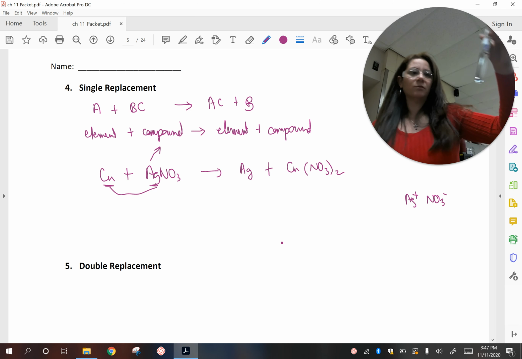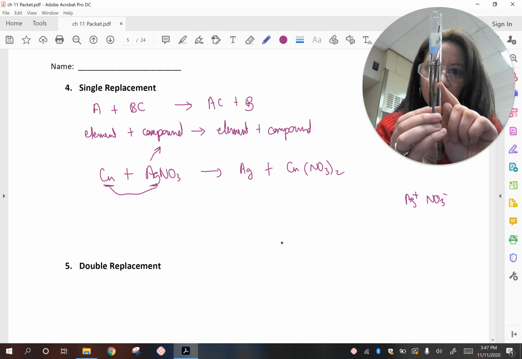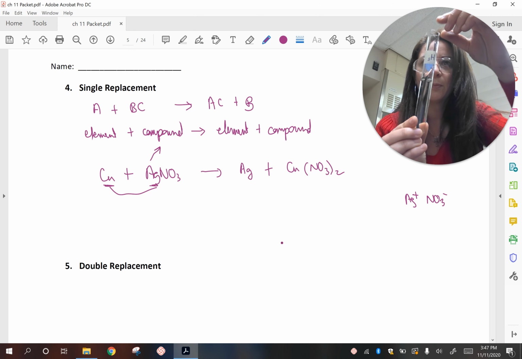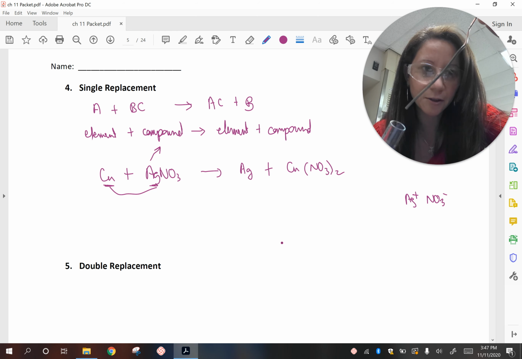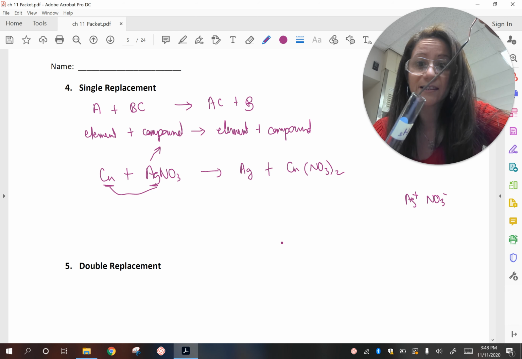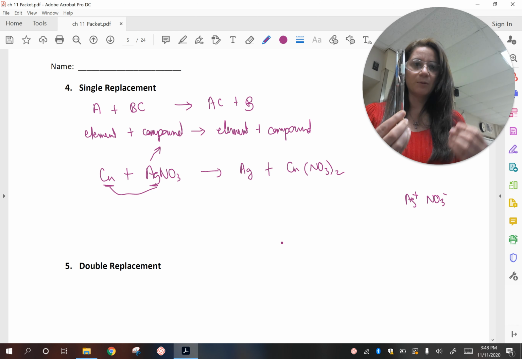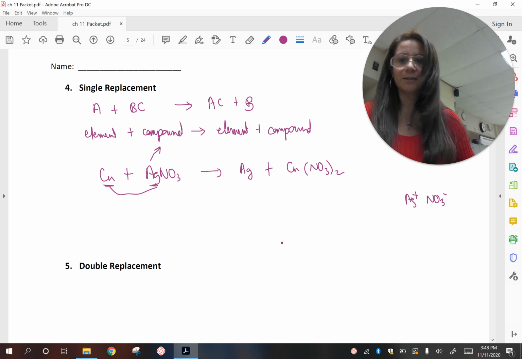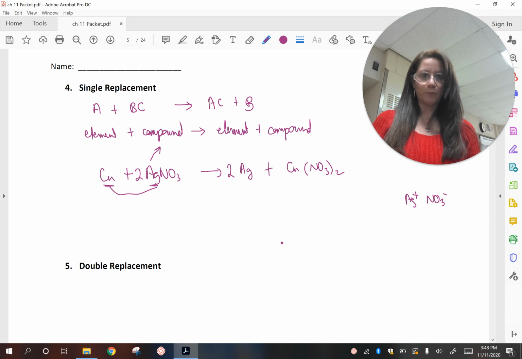So let's look back at this right here. The stuff that's building up on the copper is actually silver. I don't know if you can see it a little bit better like this. This is silver that is forming, and then the solution is going to be copper nitrate now. So let's balance it. You would need 2 nitrates and 2 silvers.